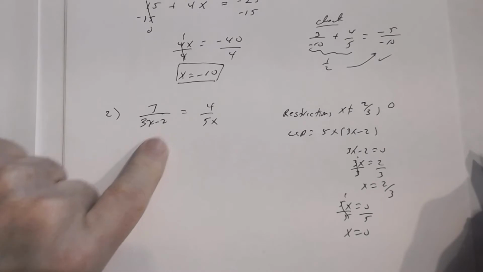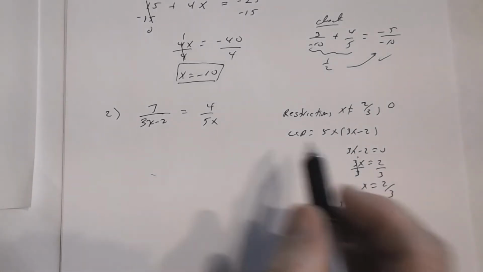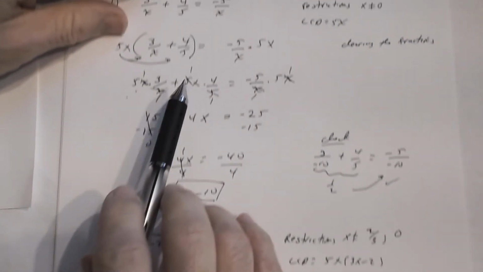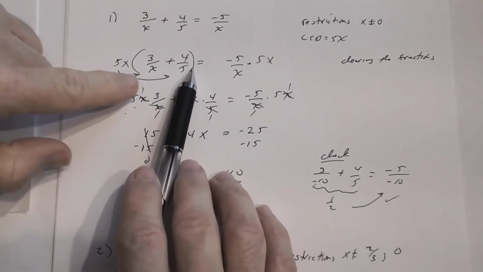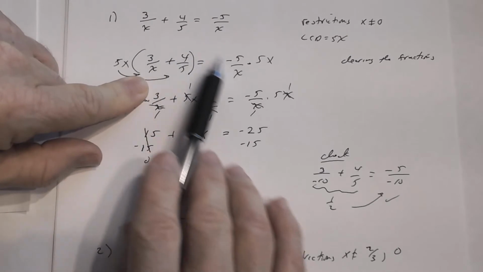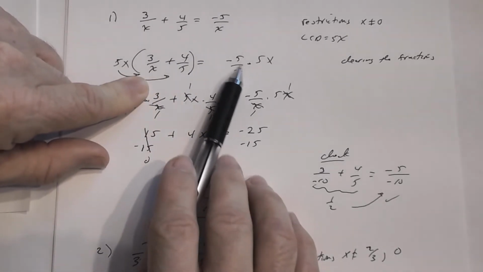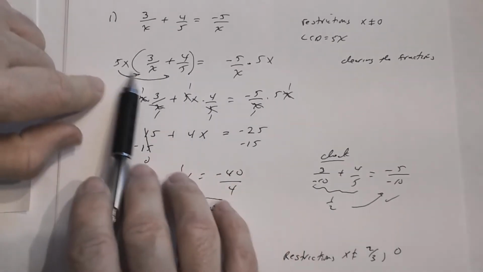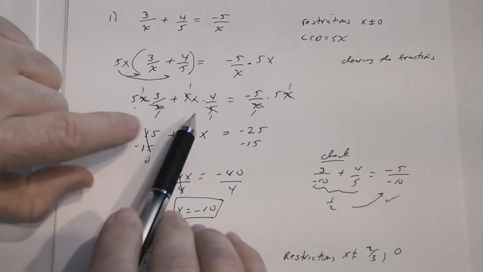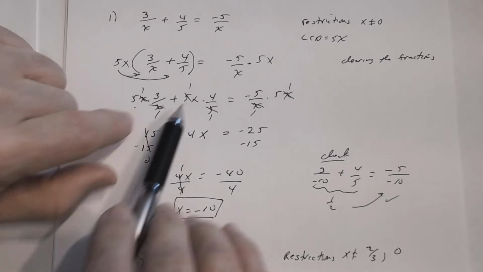All right? Okay, now once you find your least common denominator, the next step, remember, is to multiply both sides by the least common denominator. Now I put parentheses here because there were two terms. I did not put parentheses here because it was just one term. It wasn't needed. It was needed here because I had to use a distributive property at some point.